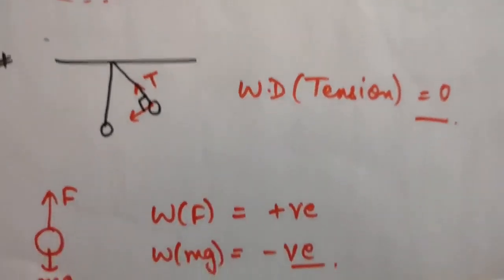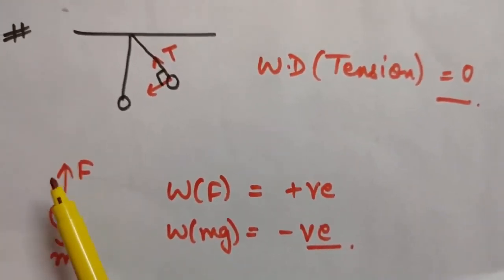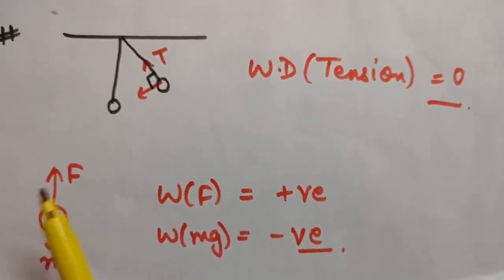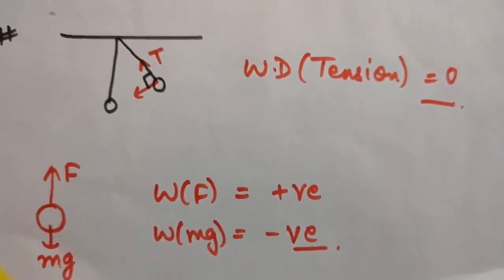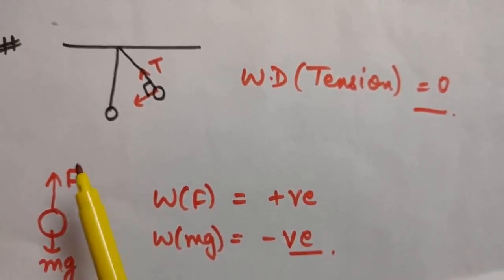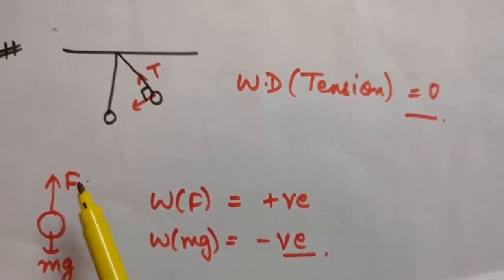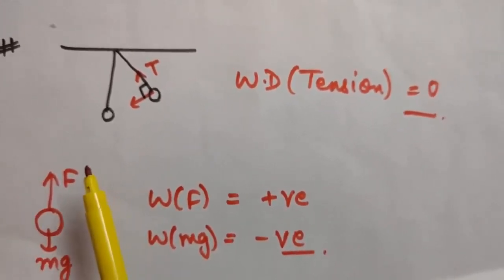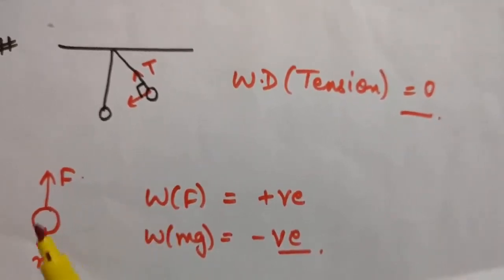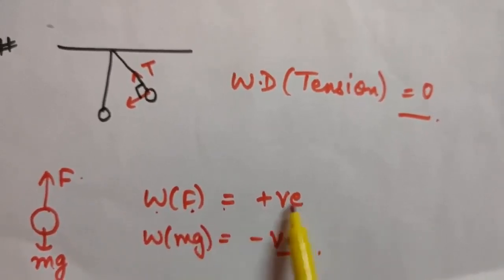Okay. Similarly, now look here, if there is a ball and you are applying a force in upward direction due to which it is moving upward. So there are two forces acting on it. First, which you are applying in upward direction, and second, its weight which is acting in downward direction, and the ball is moving in upward direction due to this force. So can you tell me what will be the work done due to this force? Either it will be positive or negative. See, because this force is in upward direction and displacement is also in upward direction, so angle is 0 degrees. So therefore work done by the force F will be positive.